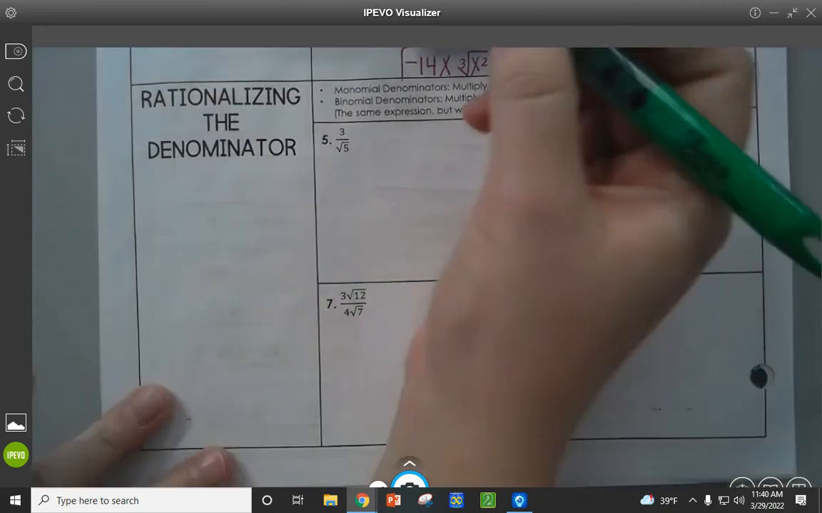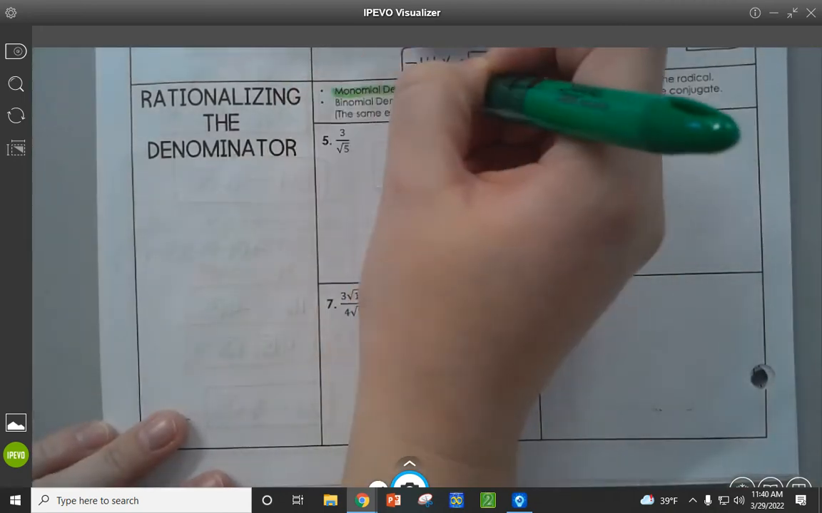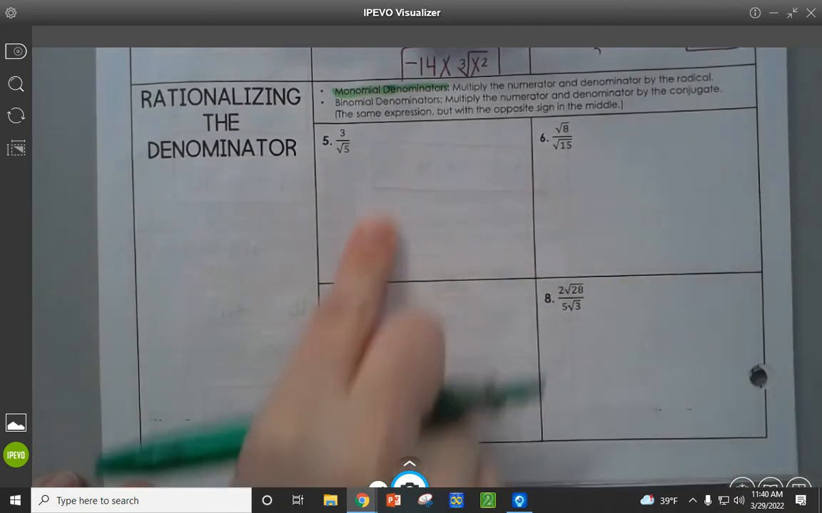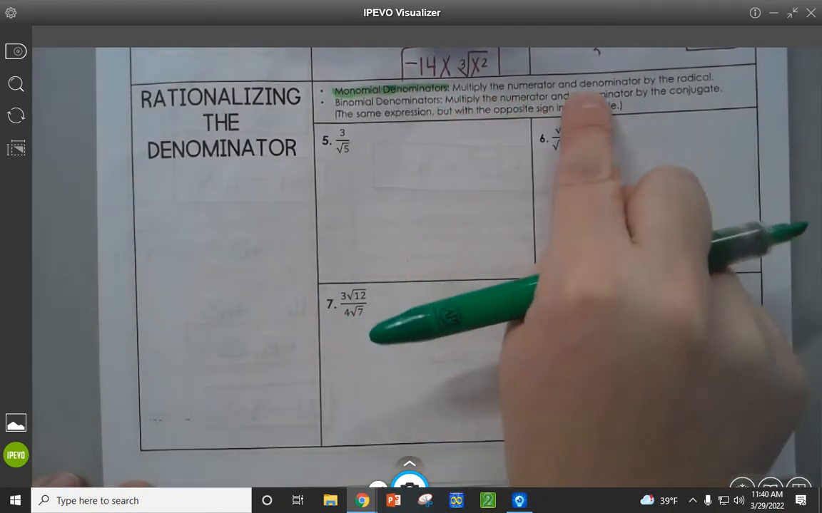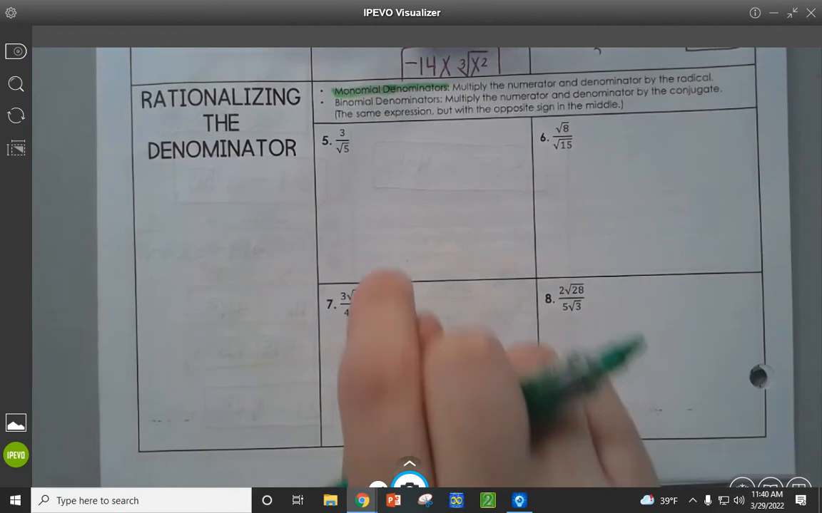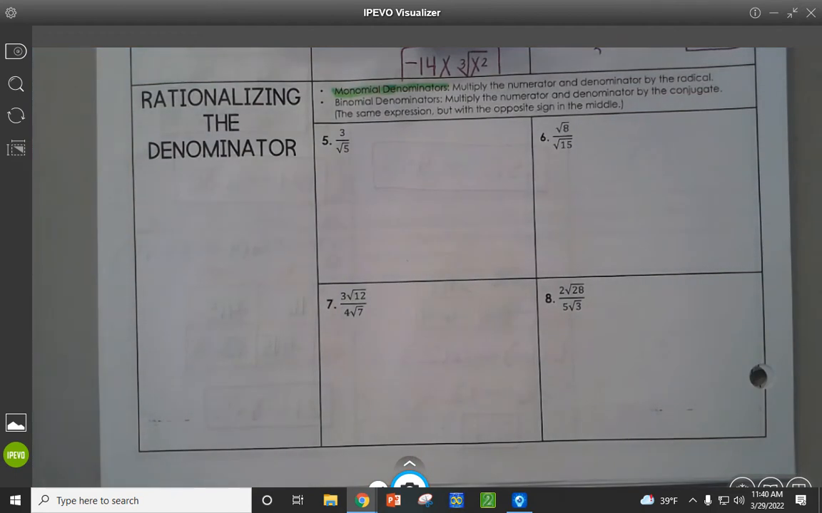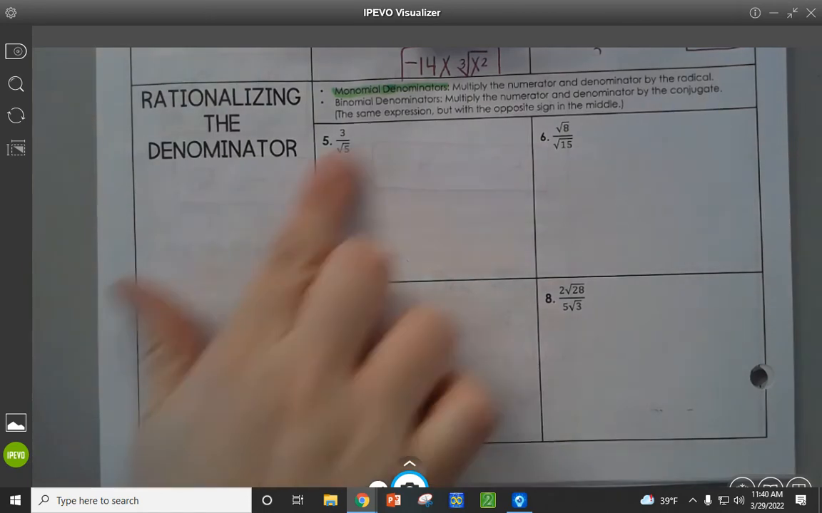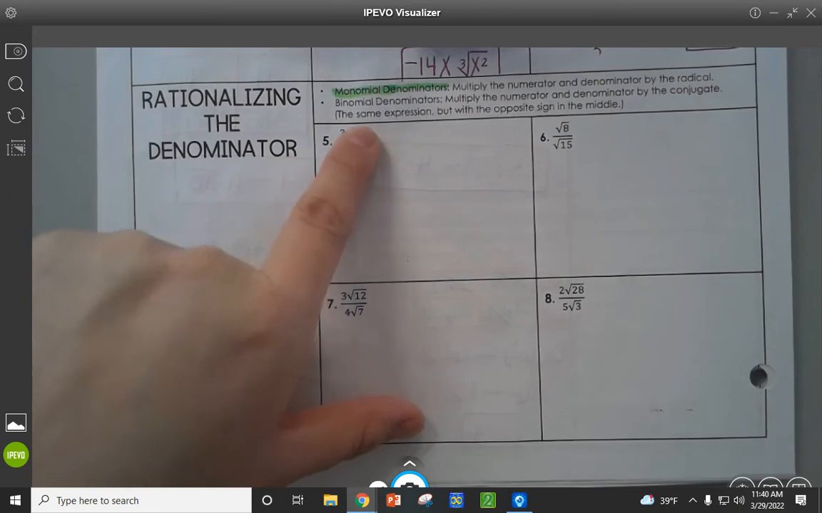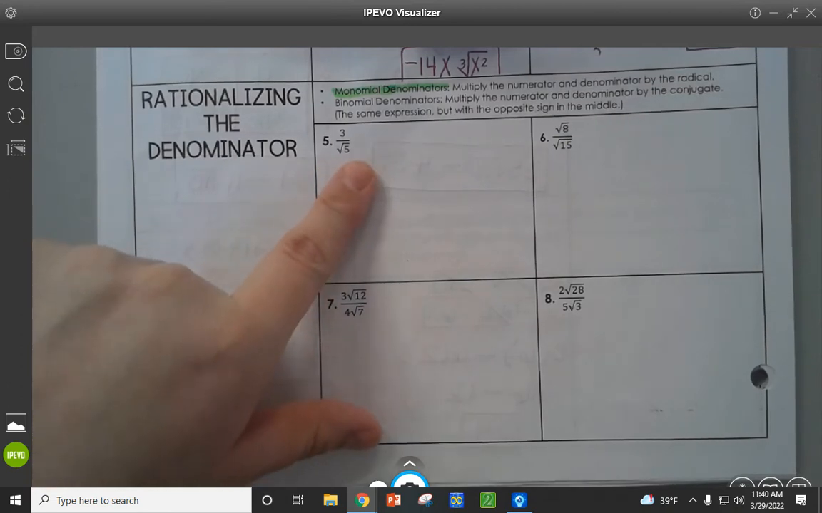So look right here, if you have a monomial, so just like these 4, nothing is being added or subtracted in the bottom, you're going to multiply the numerator and denominator by that radical. If you multiply a fraction by something, if you multiply by the same number on the top and the bottom, it doesn't actually change the fraction. It's like you're multiplying by 1. So that's what we're going to do. Like on number 5, we will multiply the top and the bottom by square root of 5, and you'll see that we'll get rid of the square roots in the bottom.